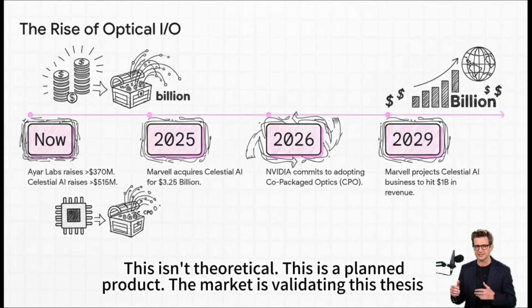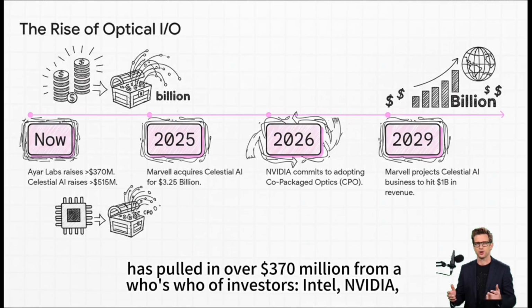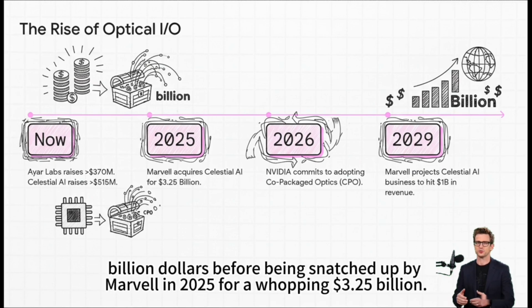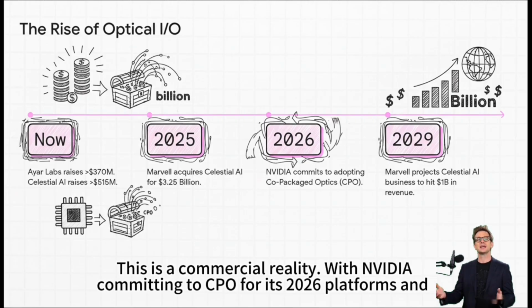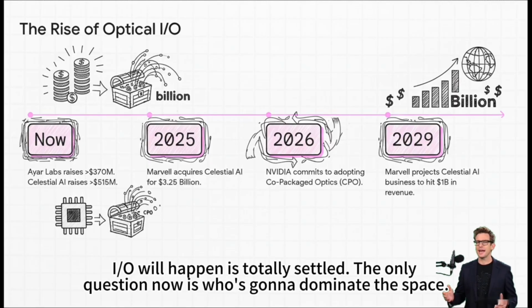In the market, it's validating this thesis with a torrent of capital. Ayar Labs, which is focused on a universal optical I/O chiplet, has pulled in over $370 million from a who's who of investors: Intel, NVIDIA, and AMD. Meanwhile, Celestial AI, targeting memory interconnects, raised over $500 million before being snatched up by Marvell in 2025 for a whopping $3.25 billion. This is a commercial reality. With NVIDIA committing to CPO for its 2026 platforms and Marvell projecting this will be a billion-dollar business by 2029, the question of if optical I/O will happen is totally settled. The only question now is who's going to dominate the space.